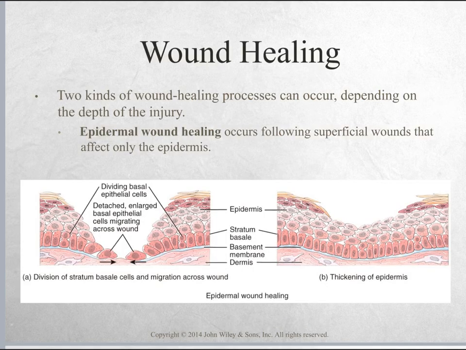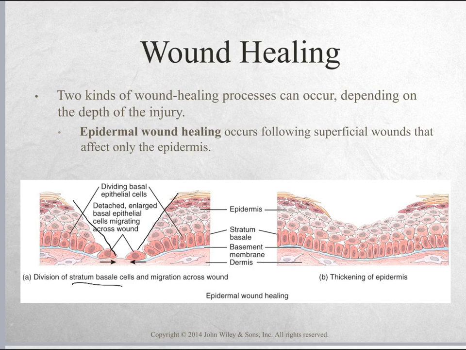As we round out and complete our integumentary system lecture, we have to talk about wound healing. We have two types of wound healing processes which can occur. It depends on the depth of the injury. We have epidermal wound healing, which occurs following superficial wounds that affect only the epidermis. So what happens with epidermal wound healing? Let's look at a scenario. So we make a cut, and you see that we cut right to and through that stratum basale. So now what happens?